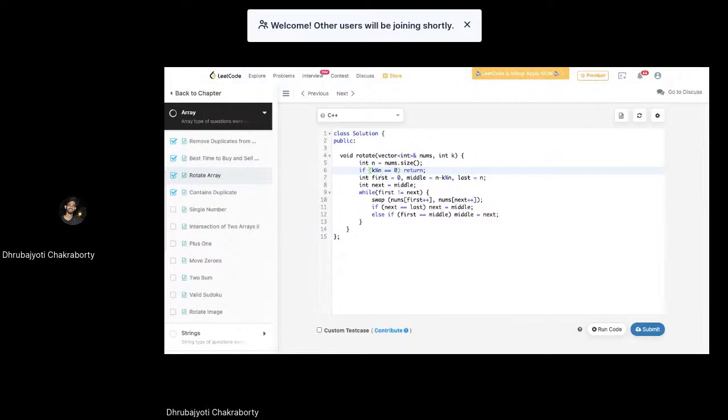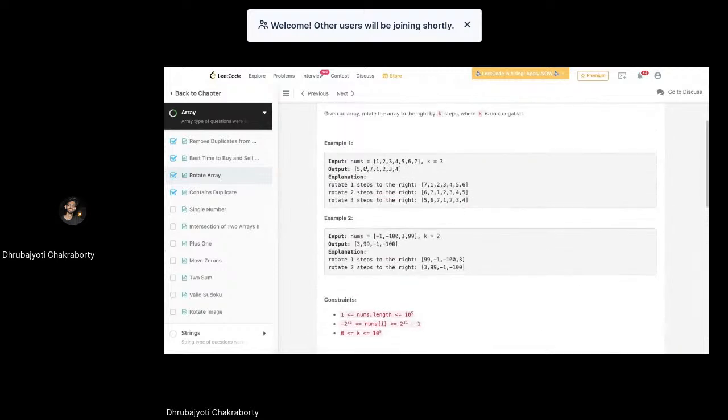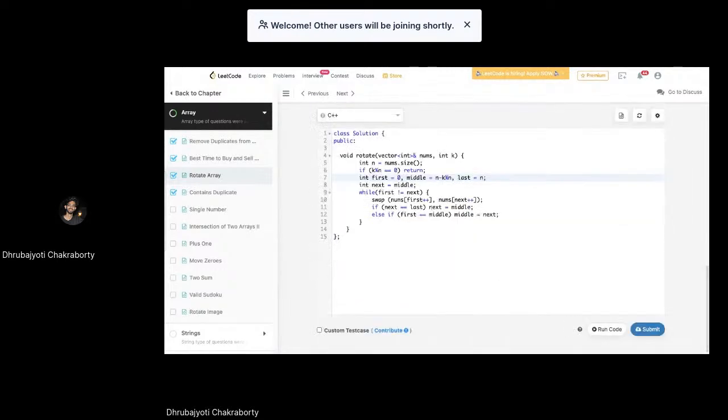Then we take a first variable which is initialized with 0, and then we calculate the middle value, n minus k modulo n, and then we assign last as n. Then I take another variable, next, which is assigned to middle. So right now I have first positioned at index 0, middle positioned at index mid, last positioned at the last index, and similarly next positioned at the value of middle.